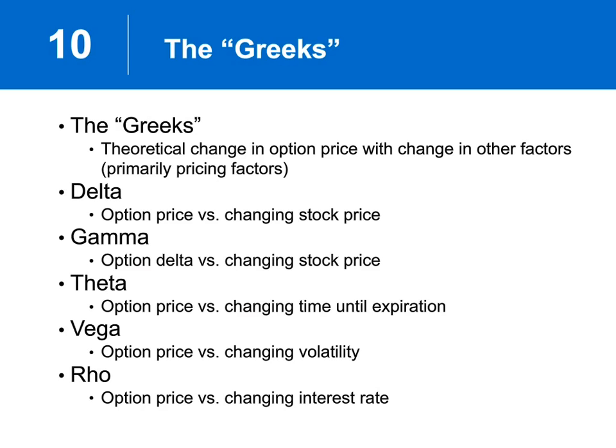And Vega is the option price versus changing volatility. And as we go on tonight, we'll talk about the two different types of volatility. Finally, Rho is the interest rate component. So we're talking about the option price versus changing rates.